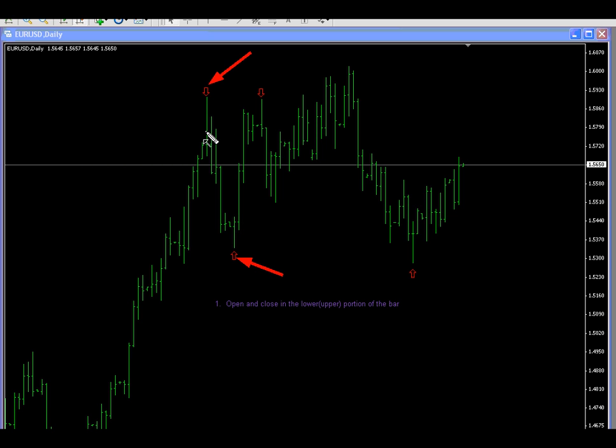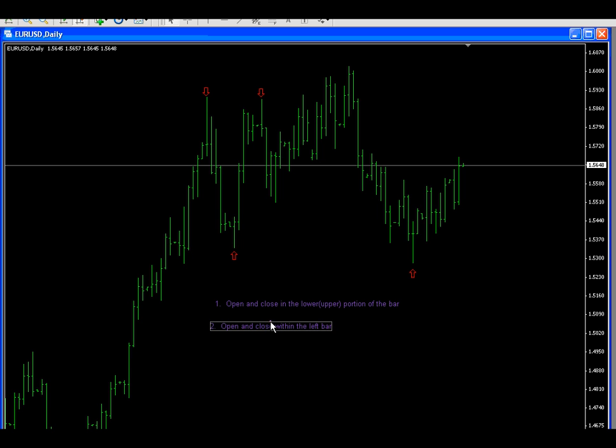So if we look at just this bar for now, we see that the open and close are both at the very bottom, near the bottom of the bar. Now, it's not an exact number of where it should be, but generally it should be in the lower third to the lower quarter, or in this case, the upper third to the upper quarter of the bar. So that's criteria 1. The next criteria is that the open and close must be within the left bar.